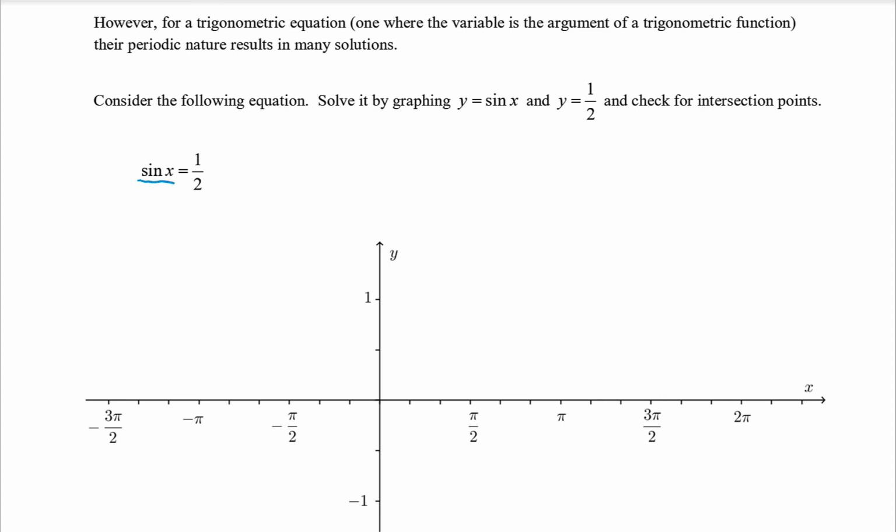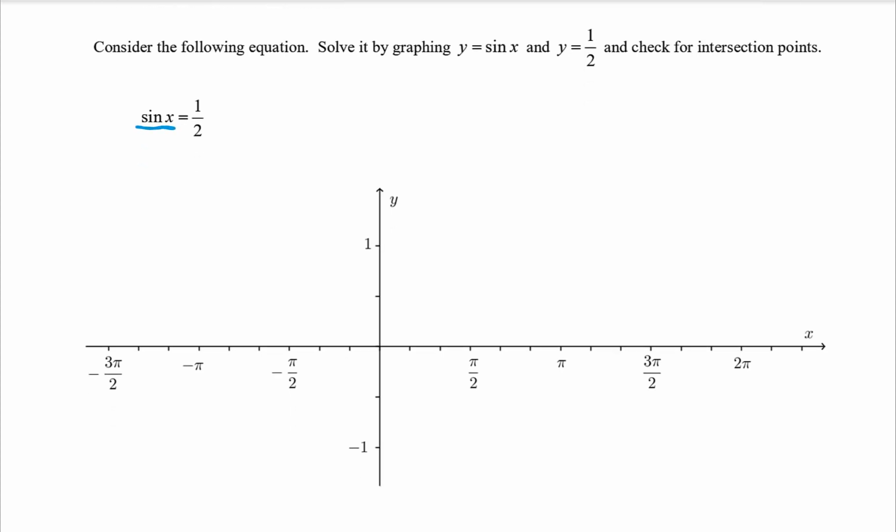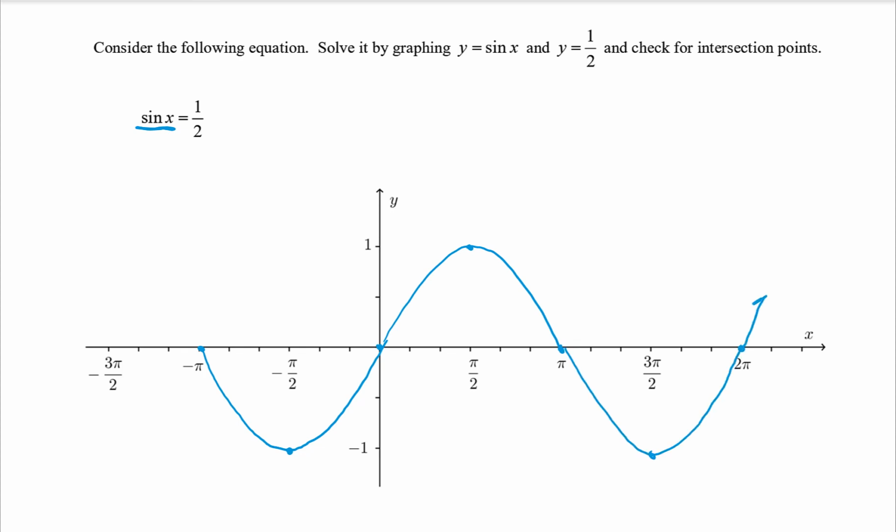So I'm going to graph sine of x. Let's do that real quick. Sine of 0 is 0. Sine of pi over 2 is 1. Sine of pi is 0. Sine of negative pi over 2 is -1. That's 0. So there's one period of sine, and if I keep going, this will be -1, this will be 0. -3 pi over 2, sine would be 1. All right, so there's the sine function.